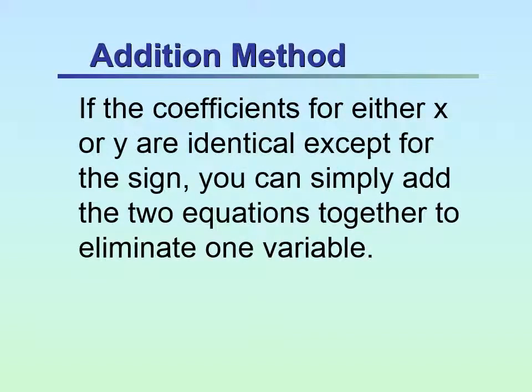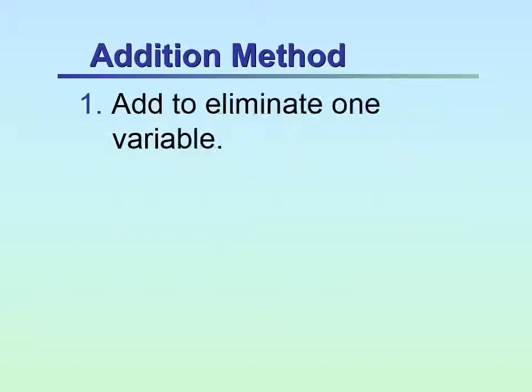If the coefficients for either x or y are identical except for the sign, if you add them together, you eliminate one of the variables. Because if you think about it, x plus negative x equals 0. So let's see what that looks like. Actually, we're going to talk about the steps first.